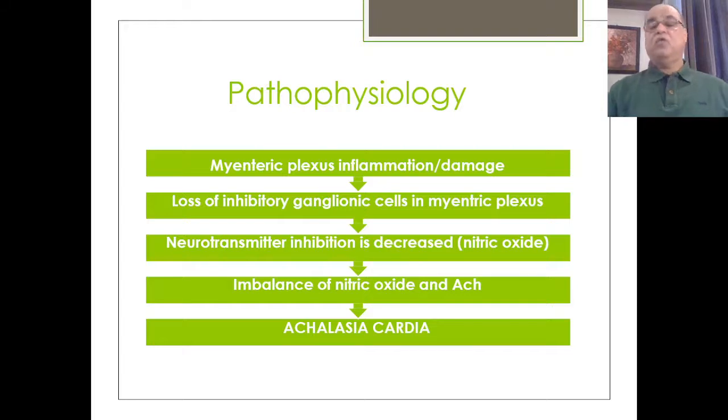So pathophysiology, now very clearly you can understand that the myenteric plexus is the one which may be affected by inflammation, or by damage by malignancy or any other factor, so that there is loss of inhibitory ganglion cells in the myenteric plexus, which leads to neurotransmitter inhibition, like nitric oxide is decreased, so that there is imbalance of nitric oxide and acetylcholine, and there is failure of relaxation of the lower esophageal sphincter, leading to cardiac achalasia.